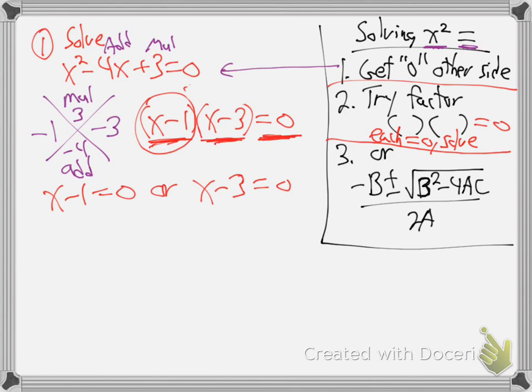All right, so solve this one. Just jump the 1 over, x is 1. Jump the 3 over, x is 3. 1 or 3. So those are the two answers, 1 or 3. We never had to use the quadratic formula because it factors.